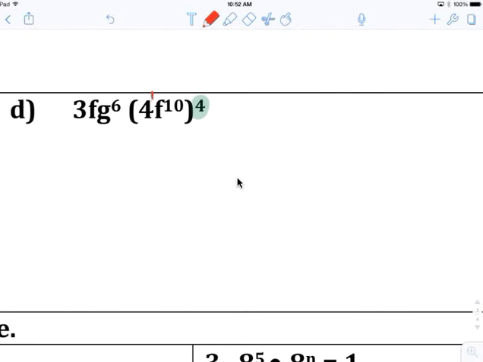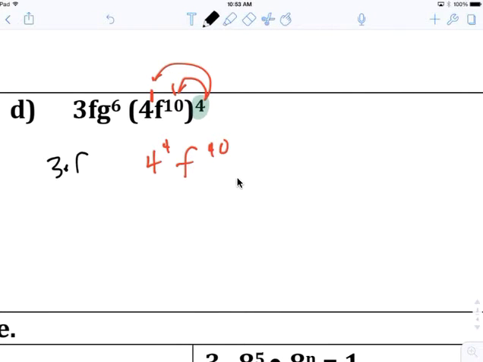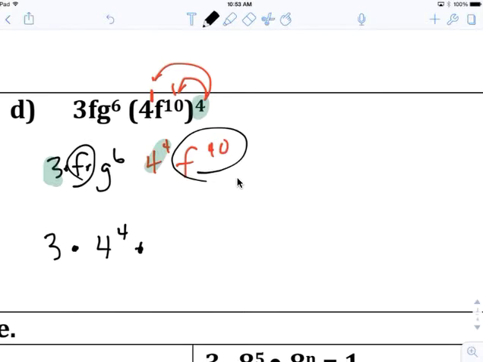And remember, this has a 1 right here. So distribute, 4 to the 4th, f to the 40th. And then you can do this 3 times f times g to the 6th. Now these two are not alike, so you need to write 3 times 4 to the 4th times, now f to the 41, and g to the 6th.